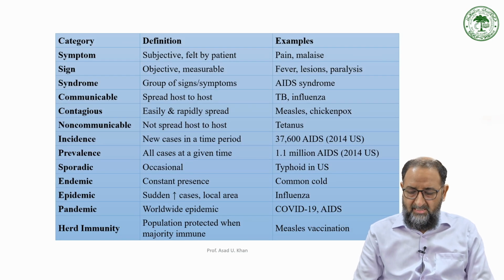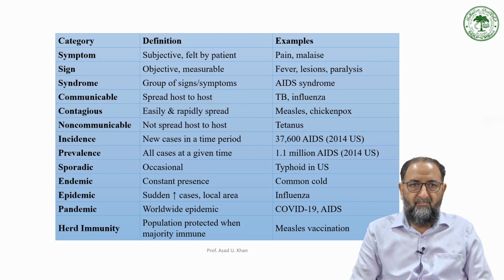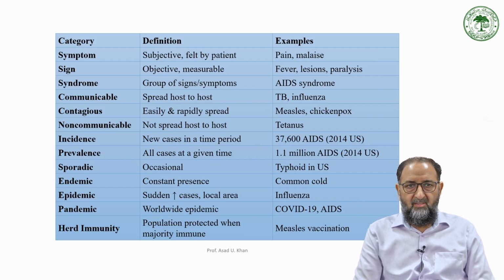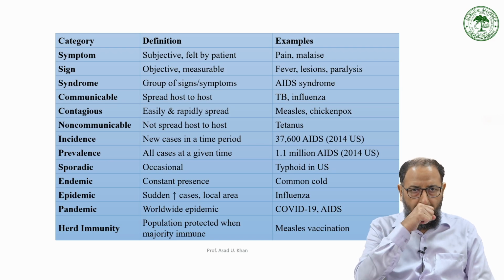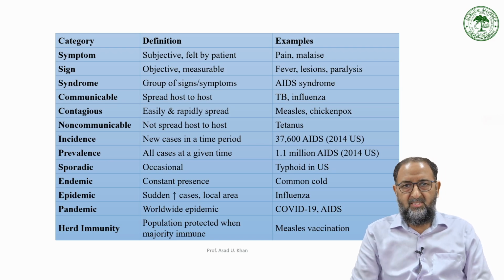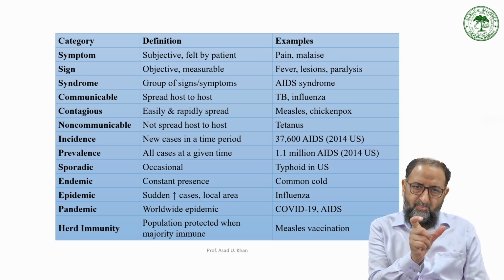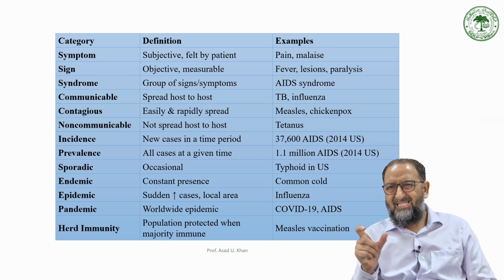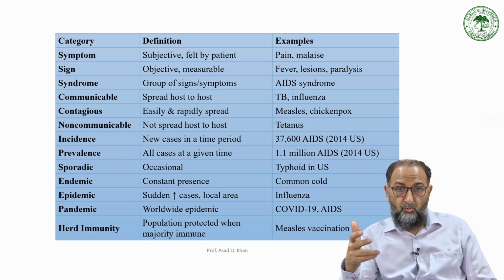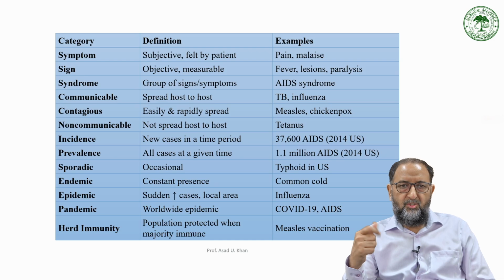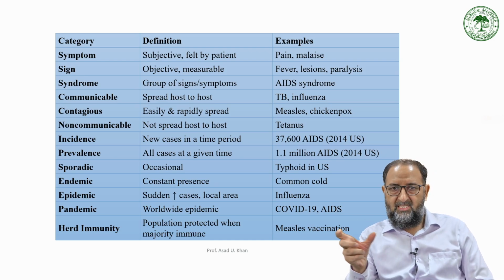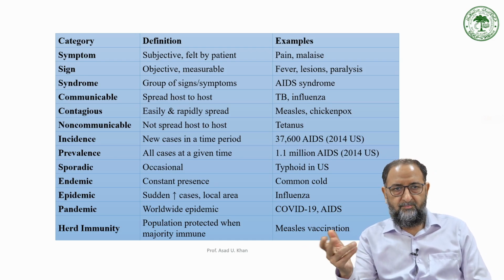Now, this is the table where you can find some categories: symptoms, signs, syndrome, communicable diseases. So what are the definitions? Symptoms are subjective, felt by patients, for example pain and malaise, that is fatigue. Sign is defined as objective and measurable. You can have a specific sign like fever, lesion, and paralysis, which is visualized. And a syndrome is a group of signs and symptoms, like AIDS.